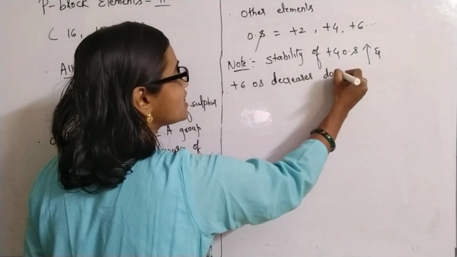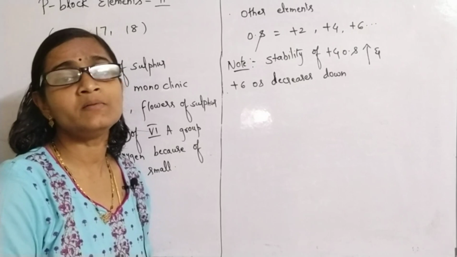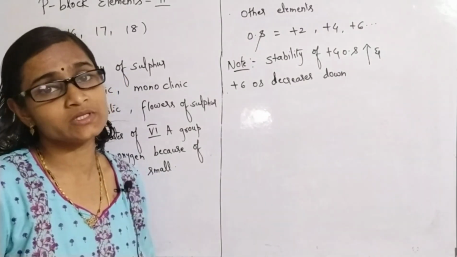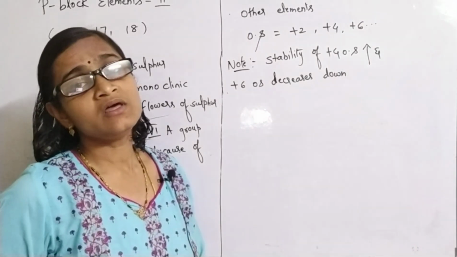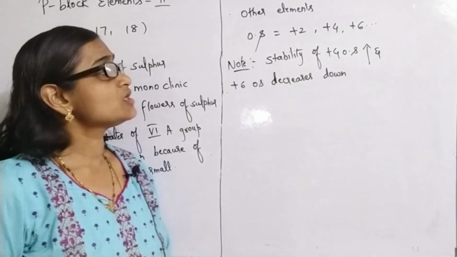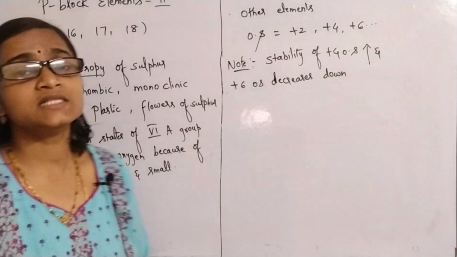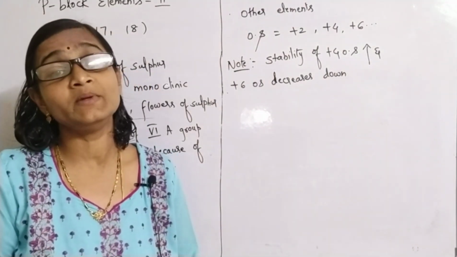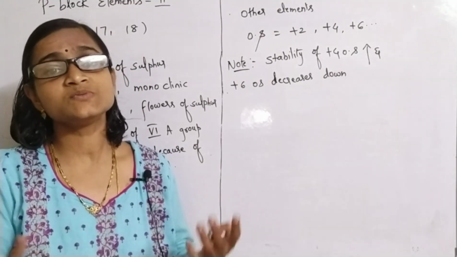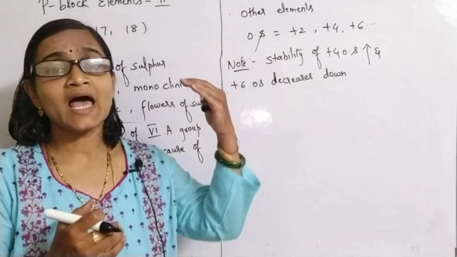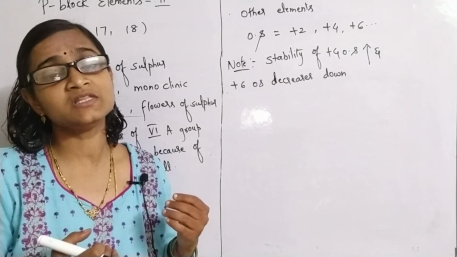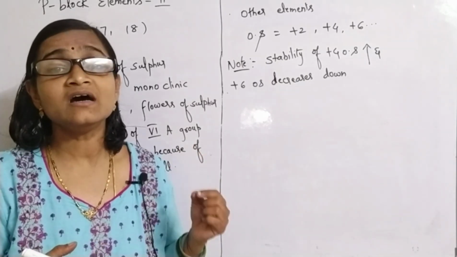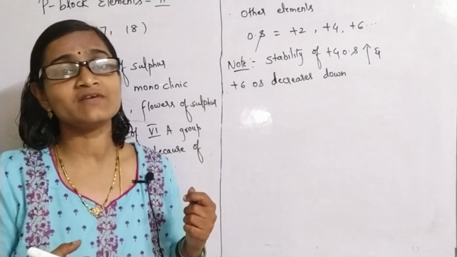This is due to what? I already told you, even in the 15th group elements, that means in the nitrogen family, we learnt the same point. Actually, substances with higher oxidation state will be more stable than substances with lower oxidation state. But as you go down the group, because of inert pair effect, please remember the point.